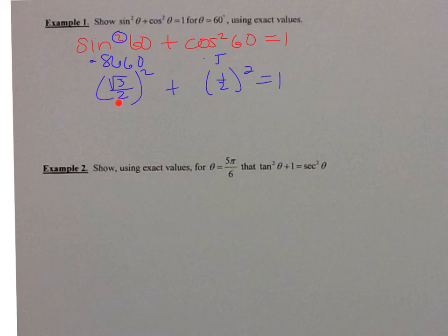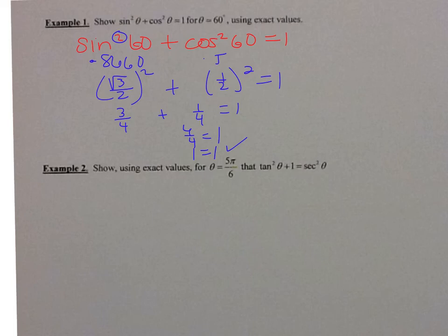All right, so we are simplifying here. The square root of 3 over 2 squared is 3 over 4. Plus 1/2 squared is 1 over 4. So 3/4 plus 1/4 is 4/4 equals 1. So 1 equals 1, and that is true. So I'm showing that the identity actually works. All right, so let's take a look at question number 2.